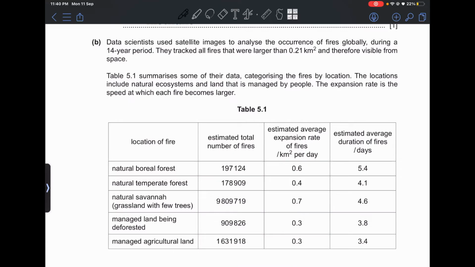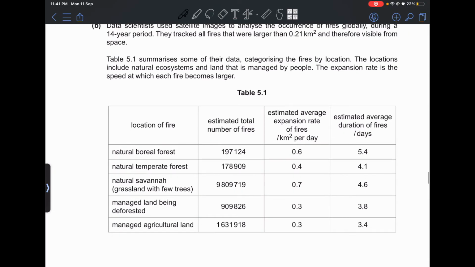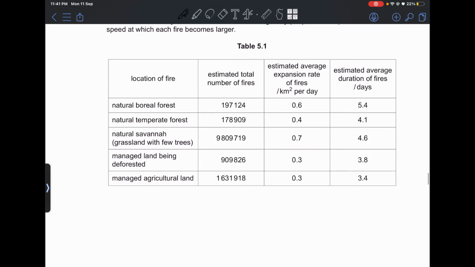B. Data scientists use satellite images to analyze the occurrence of fires globally during a 14-year period. They tracked all fires that were larger than 0.21 kilometers square and therefore visible from space. Table 5.1 summarizes some of their data, categorizing the fires by location. The locations include natural ecosystems and land that is managed by people. The expansion rate is the speed at which each fire becomes larger. So here's the table with all the data.